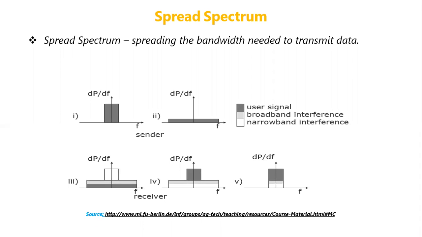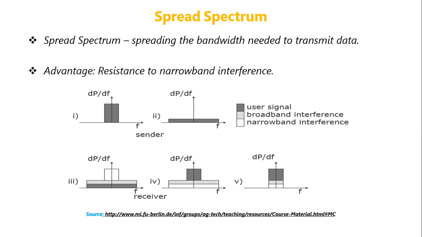Welcome. So the topic we'll be discussing in this lecture is spread spectrum. Spread spectrum is a concept of spreading the bandwidth needed to transmit data. The bandwidth of the signal will be spread. So why do we do this? We do this basically to reduce the impact of narrowband interference.